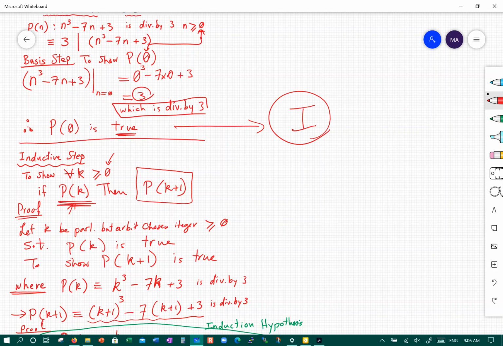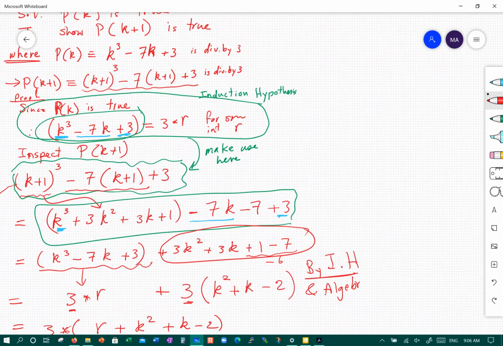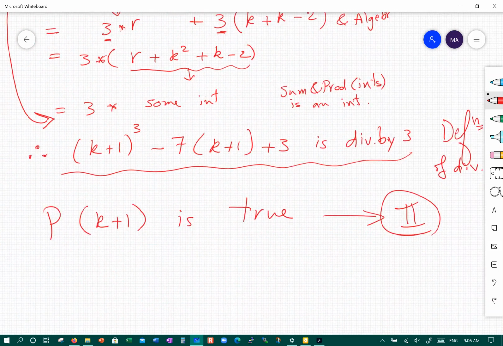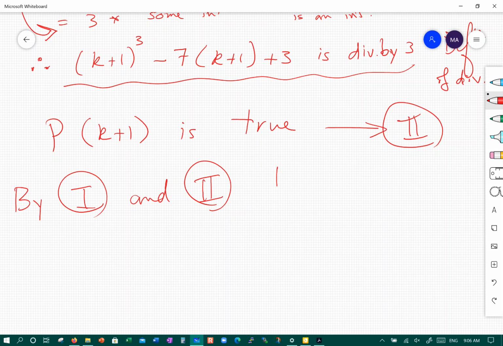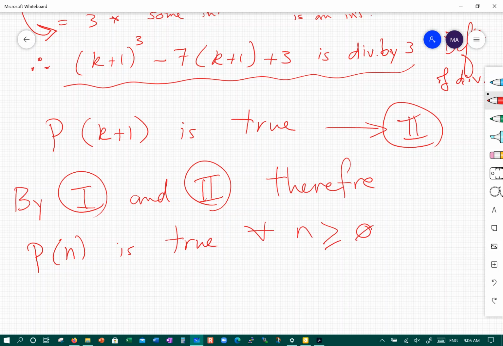So I have to make this final statement that by the basis step and the induction step, and I'm going to refer to them by the Roman numbers 1 and 2. So by result number 1 and result number 2, therefore the statement p of n is true for all n greater than or equal to 0. I don't have to write the expression for p of n because I wrote that at the top. So that concludes the mathematical induction.